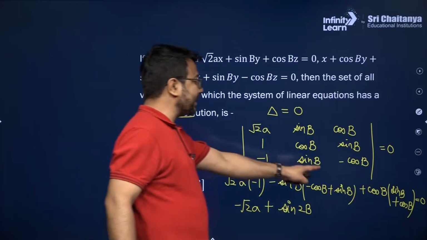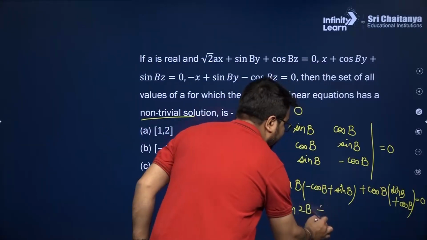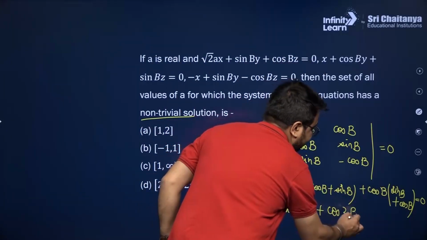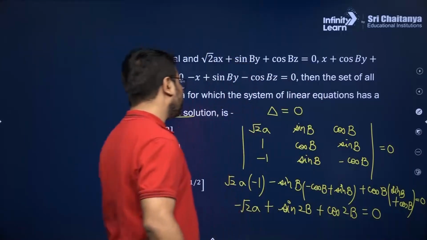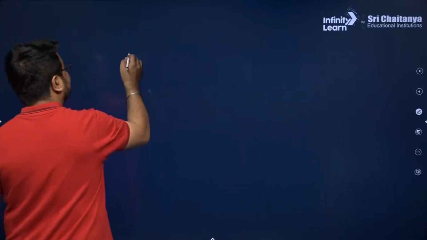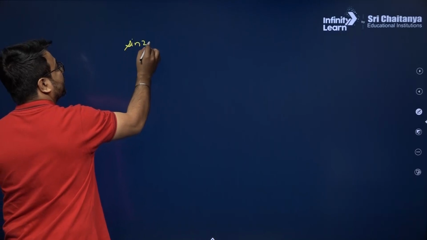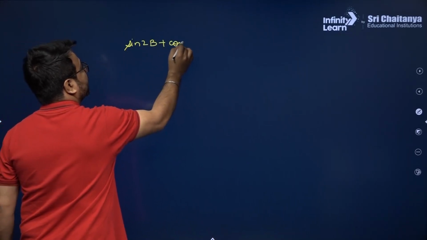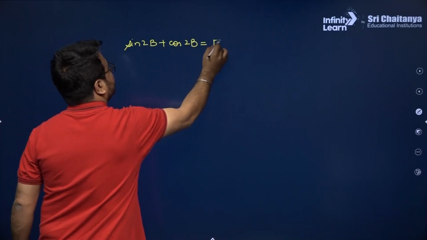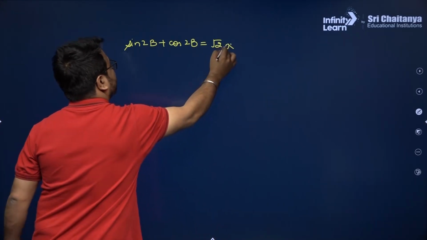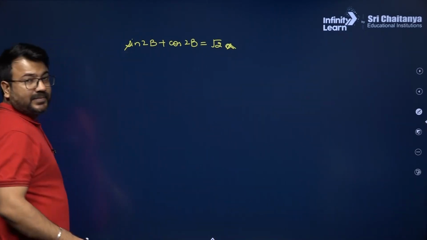Here we have minus sin square b, here we have cos square b, it will be cos 2a, cos 2b, which is equals to 0. So sin b plus sin 2b plus cos 2b is equals to root 2a. I hope up till this step you are able to understand.